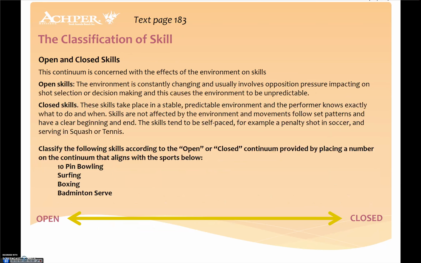Here we have a continuum down the bottom, open and closed, and then we can try and put different skills on them. Open skills are where the environment is constantly changing, so it's unpredictable, involving opposition pressure, impacting on shot selection or decision making, and causing the environment to be unpredictable. Weather as well. Closed skills are where things can be very predictable, very controlled, very stable, so the performer knows exactly what to do.